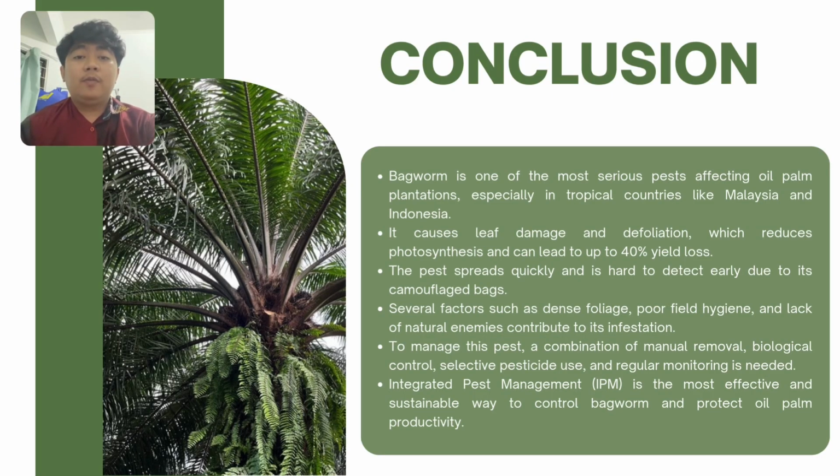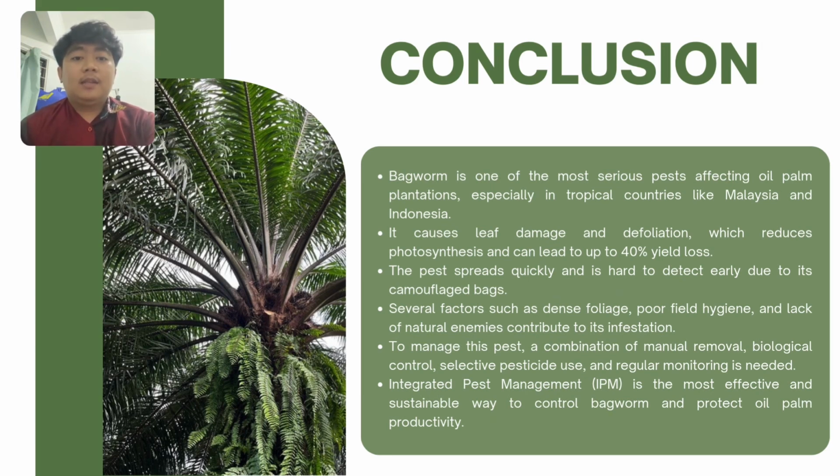Okay, now we move to the last part, which is the conclusion. To wrap up, let's go over the key points about managing bagworms in oil palm plantation. Bagworm are serious pests, especially in countries like Malaysia and Indonesia. They damage the leaf badly, which affect photosynthesis and can reduce palm oil yield by up to 40%. They are hard to spot early because their bags look like part of the tree.